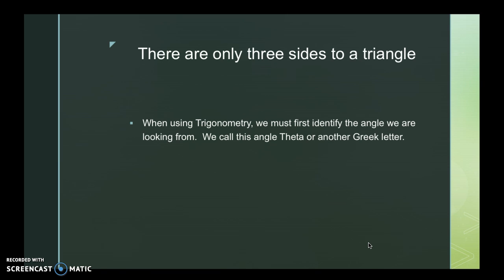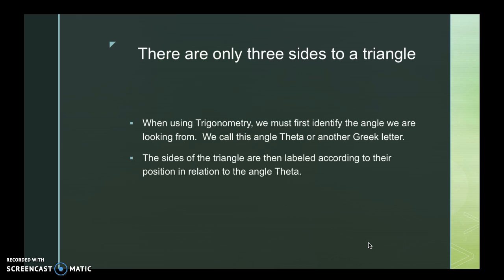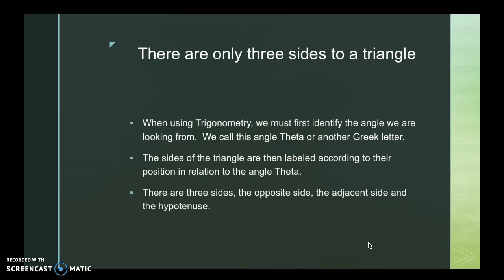When using trigonometry, we must first identify the angle we are looking from. We call this angle theta, or another Greek letter. The sides of the triangle are then labeled according to their position in relation to the angle theta. These 3 sides are called the opposite side, the adjacent side, and the hypotenuse.